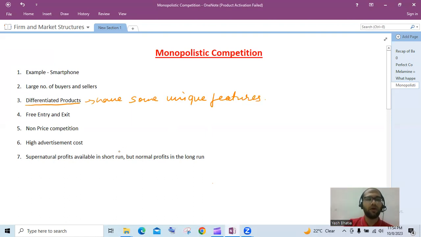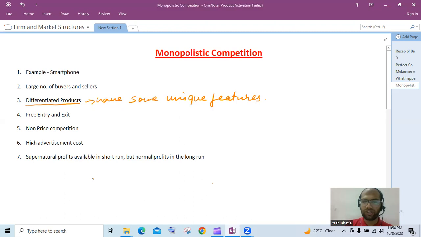Now, there are no barriers to entry or exit in monopolistic competition as well. Anyone who has sufficient resources can enter smartphone manufacturing or selling activity. There are very few barriers to entry and exit. Anyone who wants to exit is free to do so. Anyone who wants to enter is free to do so.